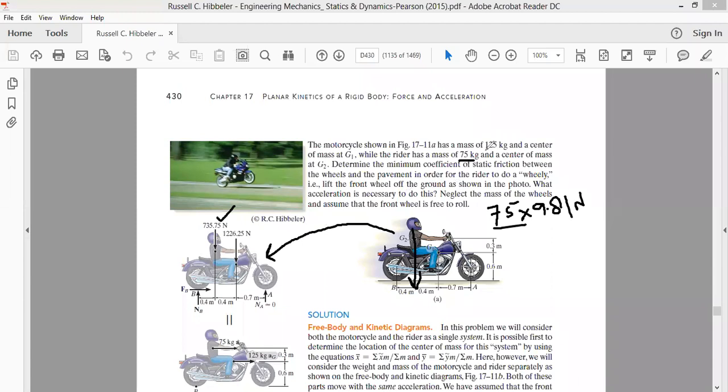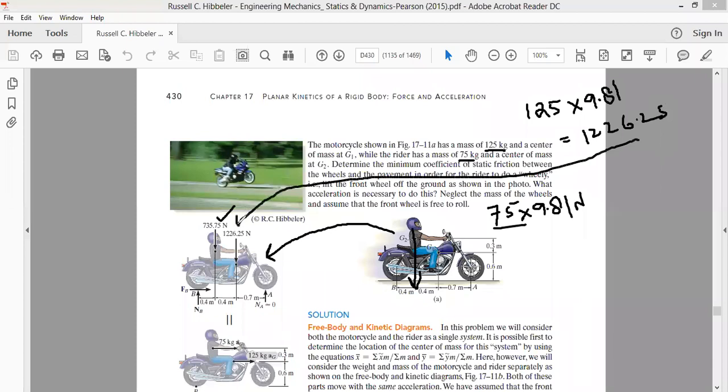The mass of the motorcycle is how much? 125 kg. Therefore, the gravitational force of this motorcycle will be 125 kg multiplied by 9.81 meter per second square. That comes out equal to 125 multiplied by 9.81, which becomes equal to 1226.25. Okay, and that is given here.